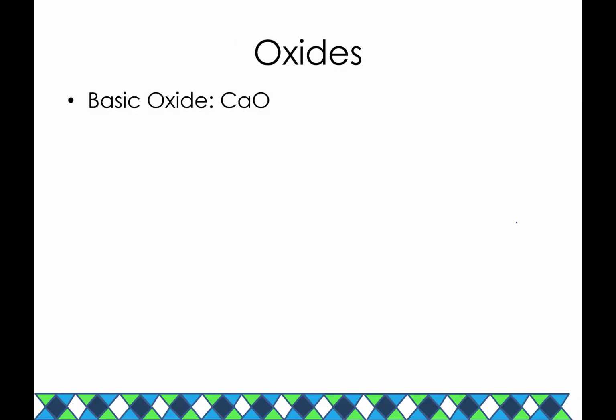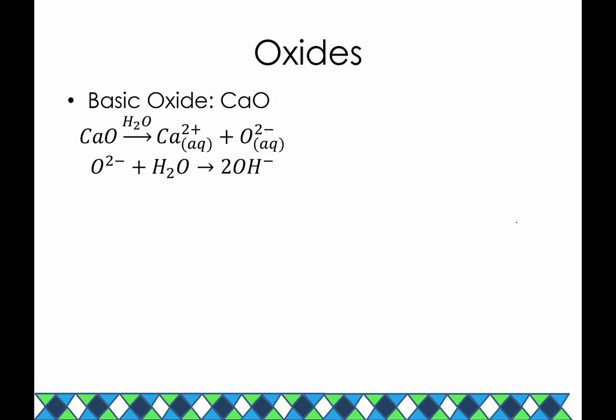So just as an example, we're talking about group 2 metals today. So a basic oxide is calcium oxide. Calcium oxide in the presence of water dissolves to form oxide, O2 minus. Oxide is very reactive and will react with water to form 2 hydroxide anions.